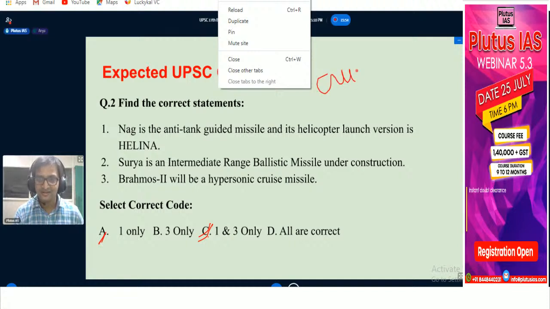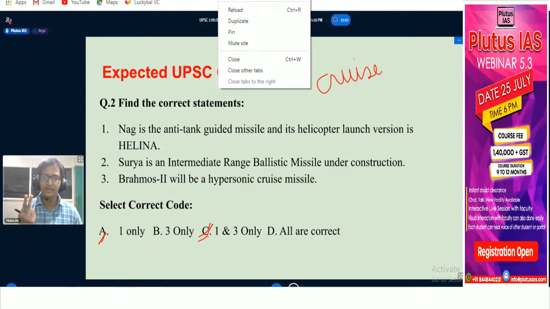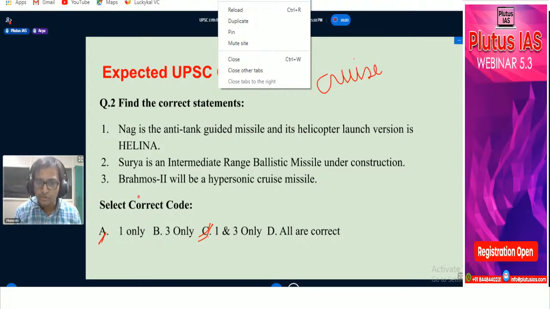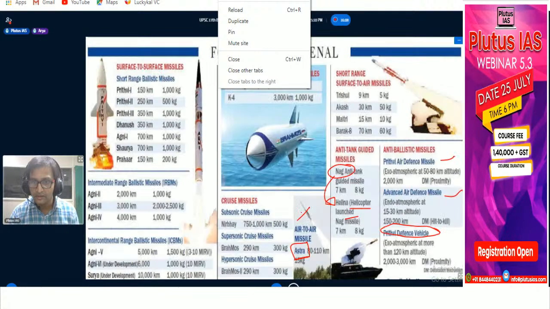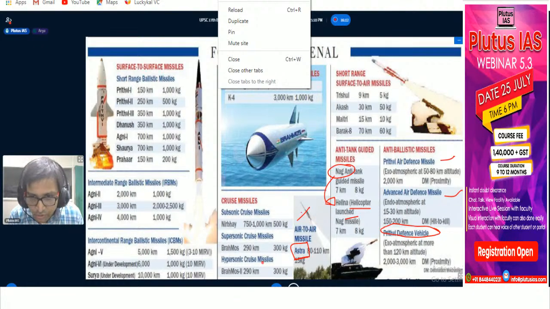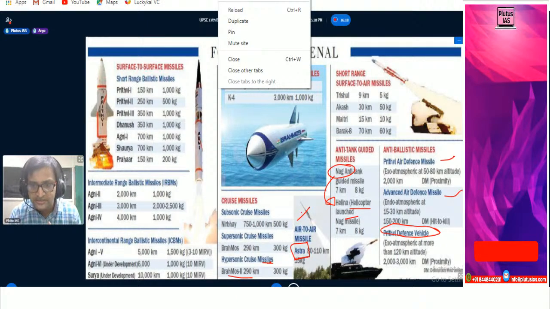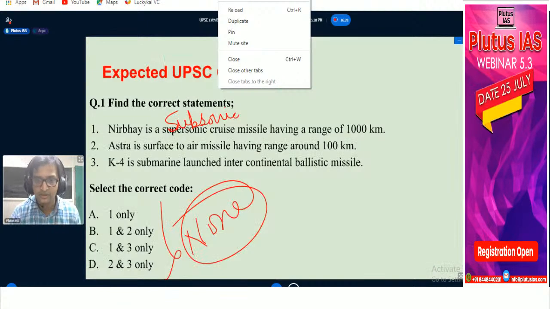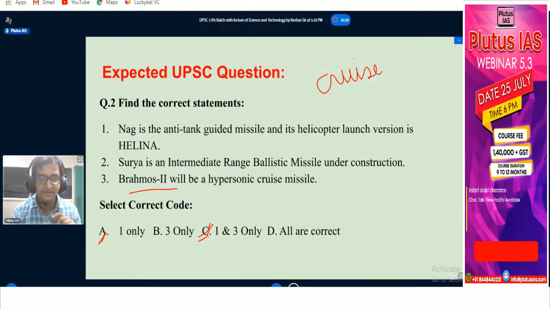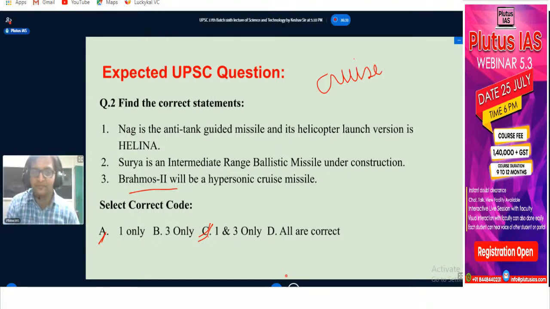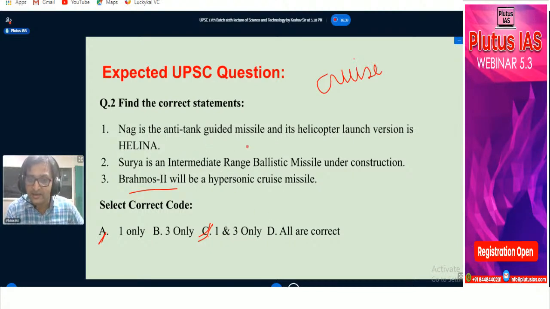BrahMos is a cruise missile. BrahMos and Nirbhay, these are the only two known cruise missiles which are functioning very well. And BrahMos 2 is under construction. See here, it is written hypersonic cruise missile, BrahMos 2. So it is correct. That's my mistake, sir. This question is easy. Last one, I tried it, but it went the wrong way. I tried to make it something else, but I have written in the first statement supersonic.